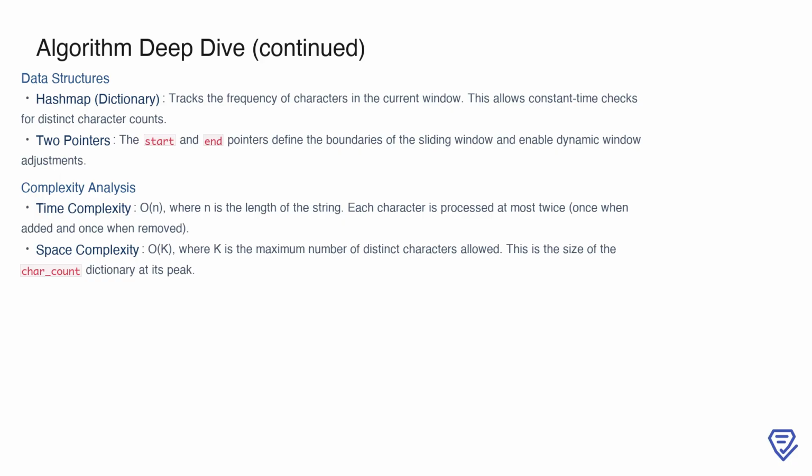In terms of complexity, the time complexity is O(n), where n is the length of the string. Each character is added to and removed from the window at most once, ensuring linear time processing. The space complexity is O(k), where k is the maximum number of distinct characters allowed. This reflects the peak size of the char_count dictionary, which never exceeds k entries. Together, these characteristics make the algorithm both time-efficient and memory-efficient for solving the problem.